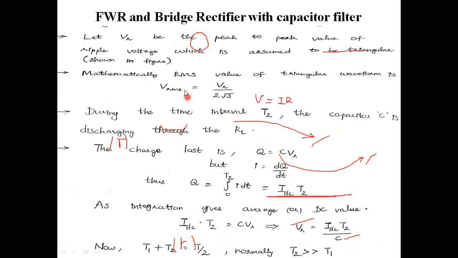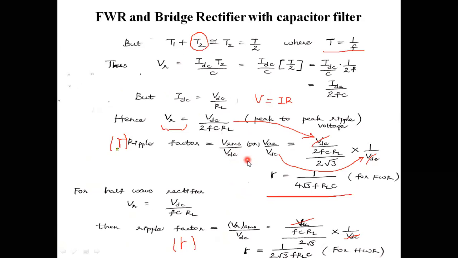Initially, we know the VRMS is equal to VR by 2 root 3. That is substituted here. Basic ripple factor formula is VRMS by VDC value or VAC by VDC value. Again, this term is substituted, VDC by 2 FC RL by 2 root 3 into 1 by VDC. VDC gets cancelled, and finally I obtain 1 by 4 root 3 FRL C. This is the ripple factor formula in the full wave rectifier.